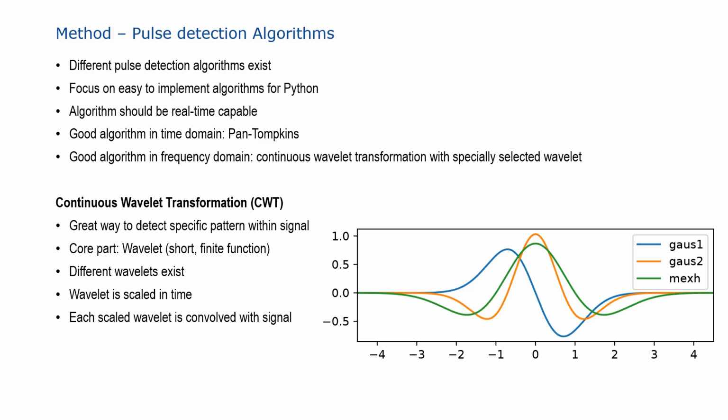The continuous wavelet transformation is great to detect a specific pattern within a signal. The core part is the wavelet, which is a short function. Different wavelets, which have been used for our algorithm, can be seen on the right. These finite functions are scaled in time, and each scale is convolved with the ECG or PPG signal. With a bit of imagination, you can see that the green and orange wavelet each looks similar to the spike in an ECG signal. The blue wavelet, on the other hand, looks similar to the slope of the PPG signal.